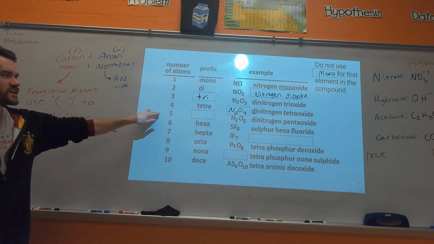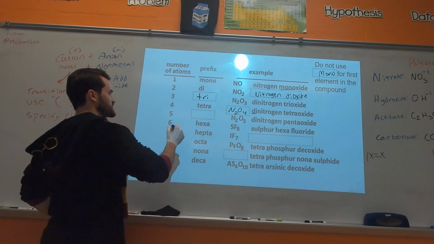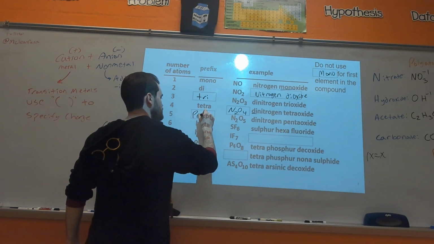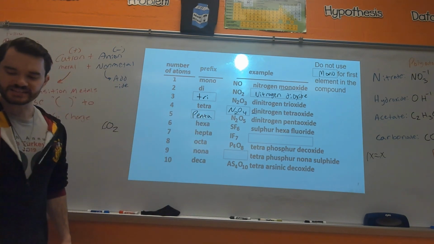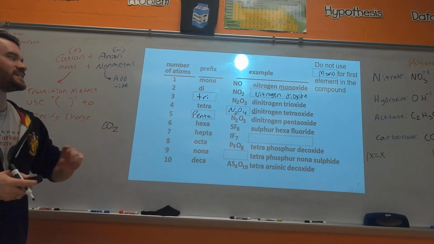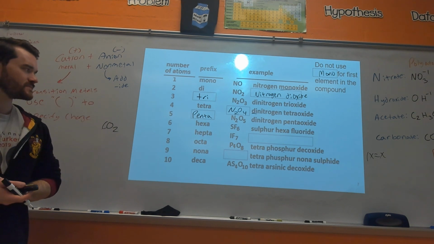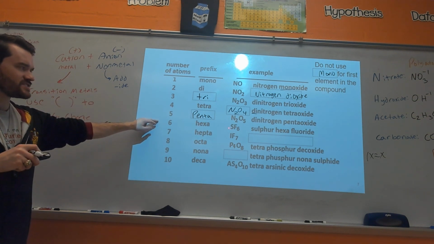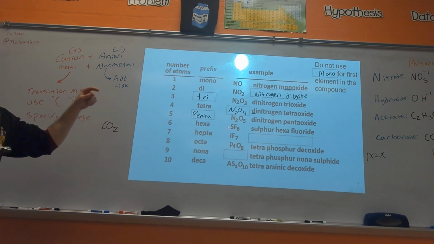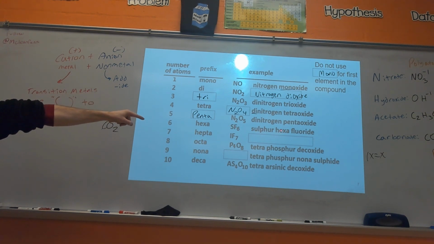All right? Then going here, the prefix for 5 is penta. So the example is dinitrogen pentaoxide. 6 is hexa, so if they give you SF6, it's sulfur hexafluoride.